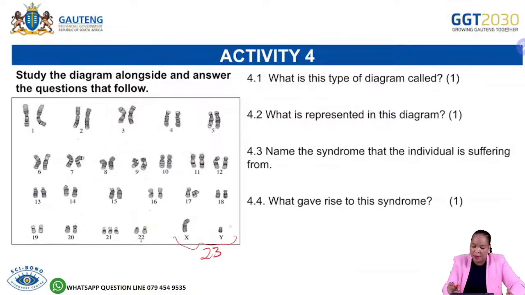So you've studied the diagram. Then 4.1, what is this type of diagram called? What is represented in this diagram? Now name the syndrome that the individual is suffering from and what gave rise to this syndrome. I will give you two minutes, but I would like to do the last question and then we'll do it together as a class and just check if we understand the fusion of all these gametes when it happens. That story about the fusion of the normal and the abnormal. But for this one, you can just go through it, 2 minutes, just answer these questions quickly.